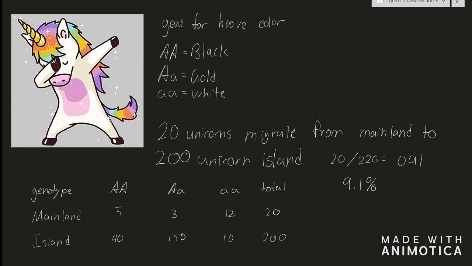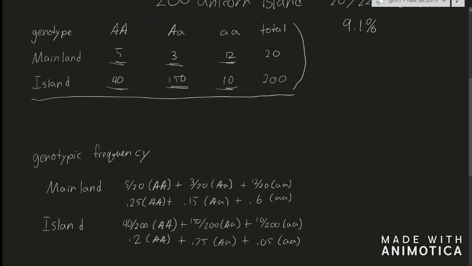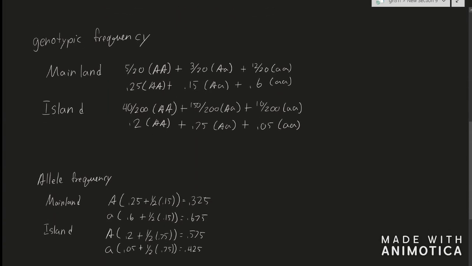So our allele and genotype frequency are as shown in this chart right here for the mainland and the island unicorns separately. Both of these populations were in Hardy-Weinberg equilibrium before the shift, but as you can see, they won't be in Hardy-Weinberg equilibrium after. Now we need to assess what the genotypic and allelic frequencies of the two populations are.